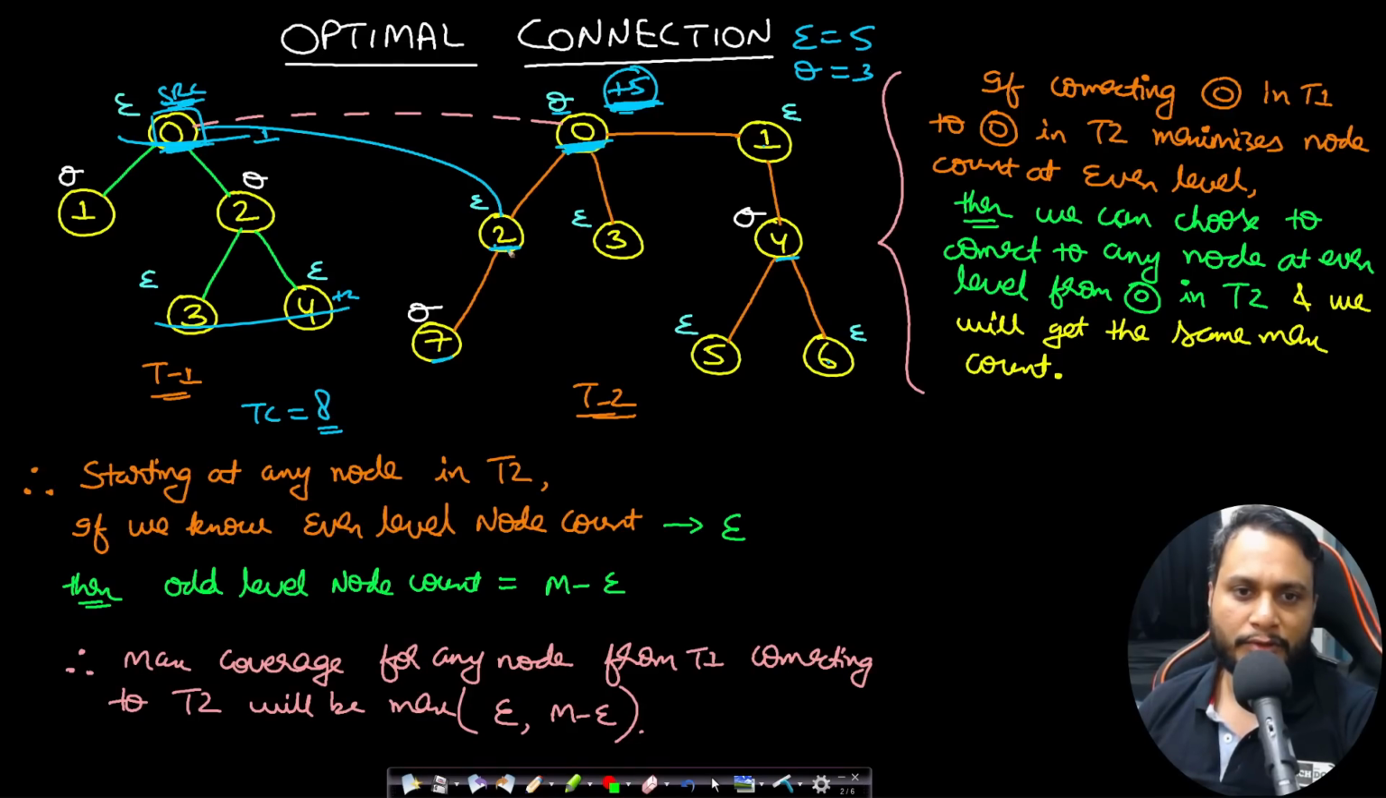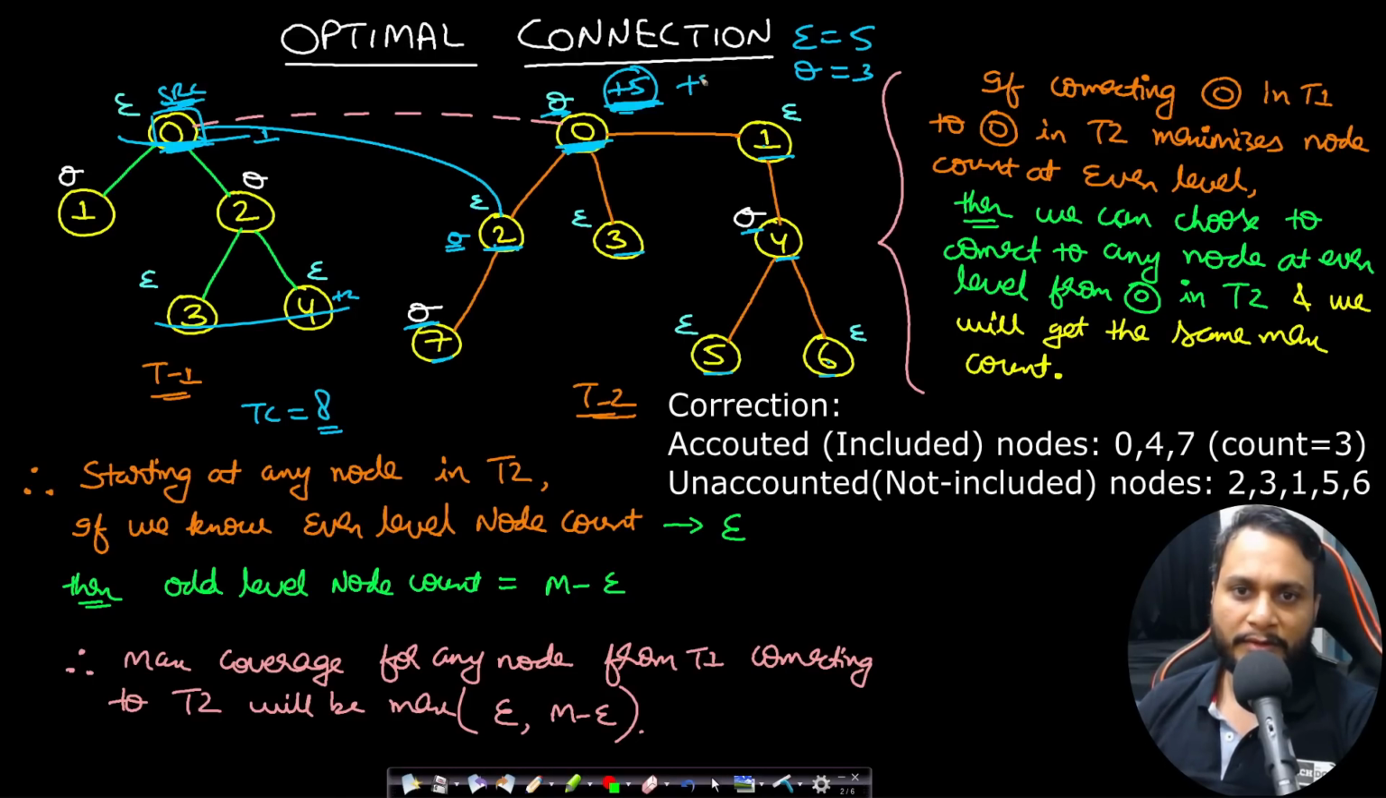If you connect it with 2, then all of these odd level nodes will now be present at even level, because this 2 became at odd level now. Then if 2 is at odd level, then this 3 will be at odd level, 1 will be at odd level, 5 and 6 will be at odd level. So we are actually flipping the levels and the node numbers, right? So if you connect 0 with 2, you will get count 3, which is 2, 3 and 1. So 3 nodes will be actually accounted for, right?